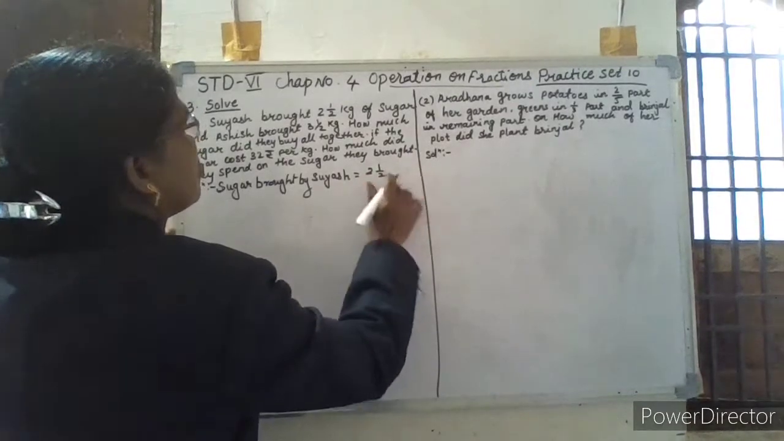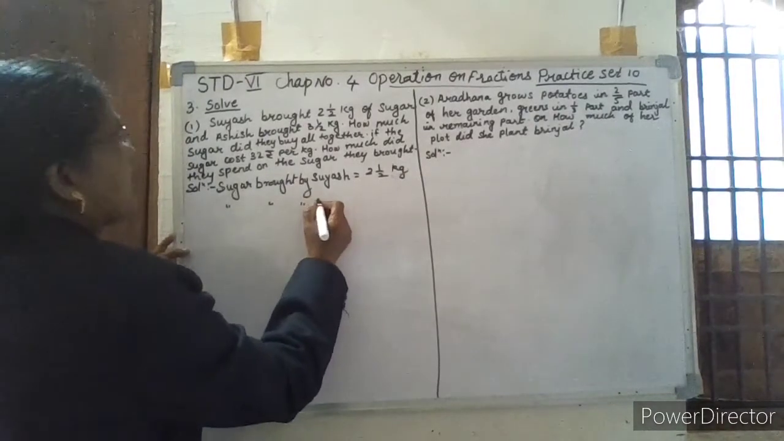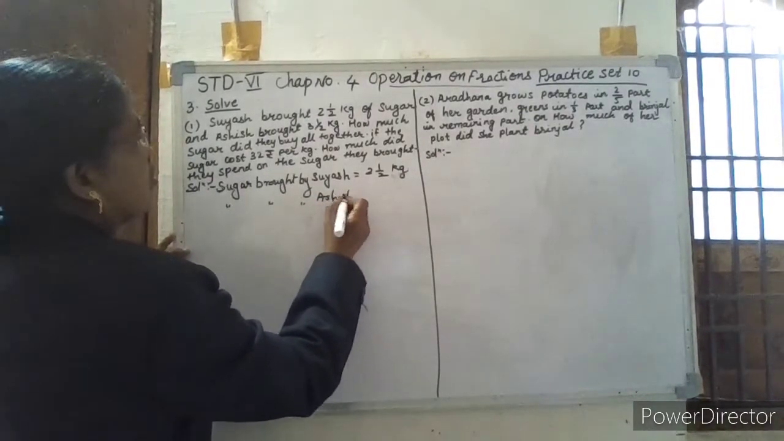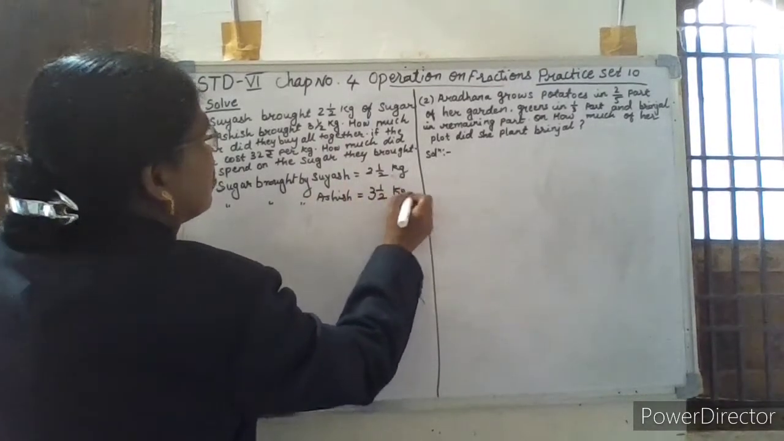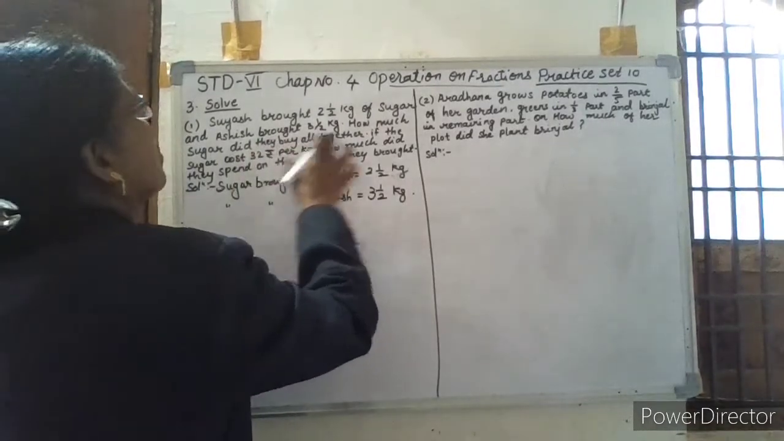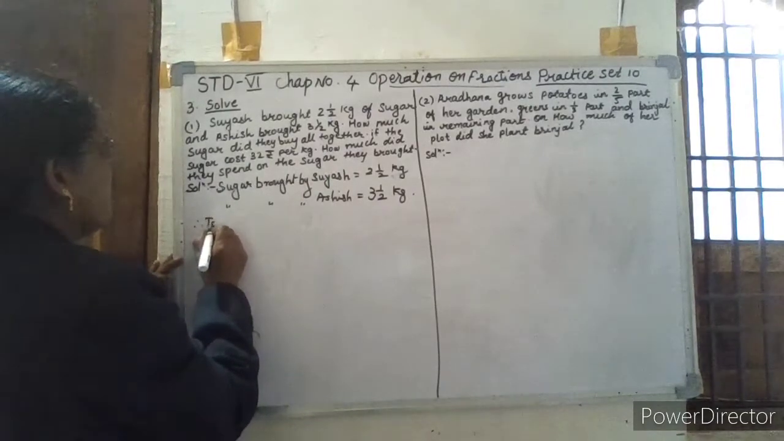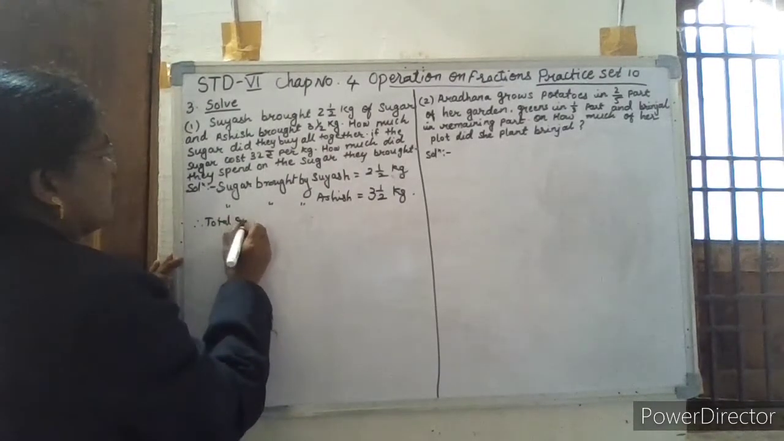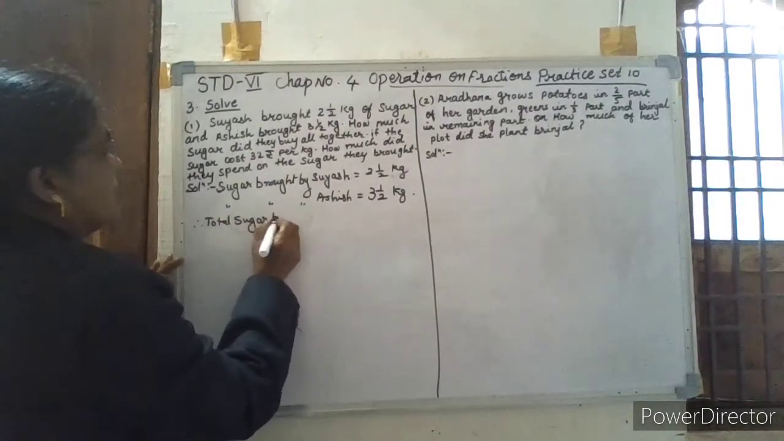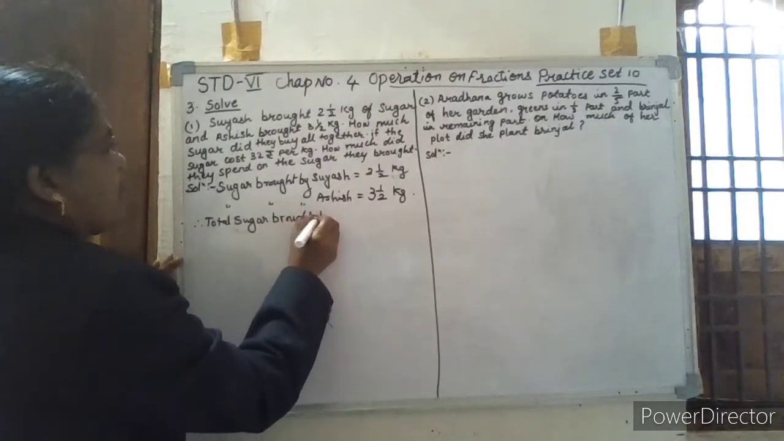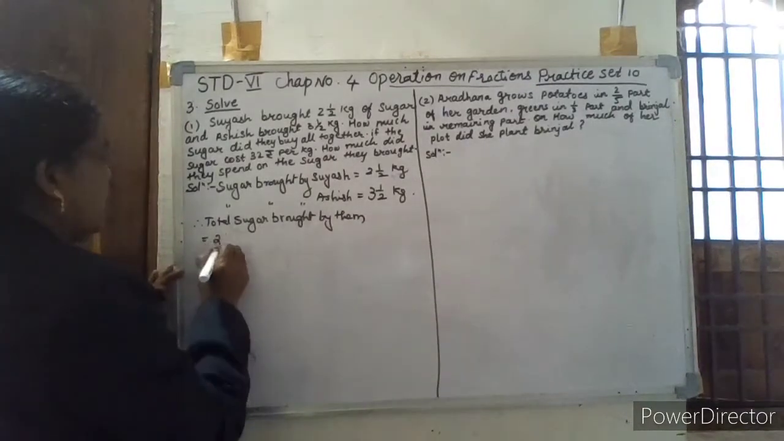2.5 kg. Then sugar brought by Ashish is equal to 3.5 kg. So how much sugar did they buy altogether? So total sugar brought by them will be equal to 2.5 plus 3.5.